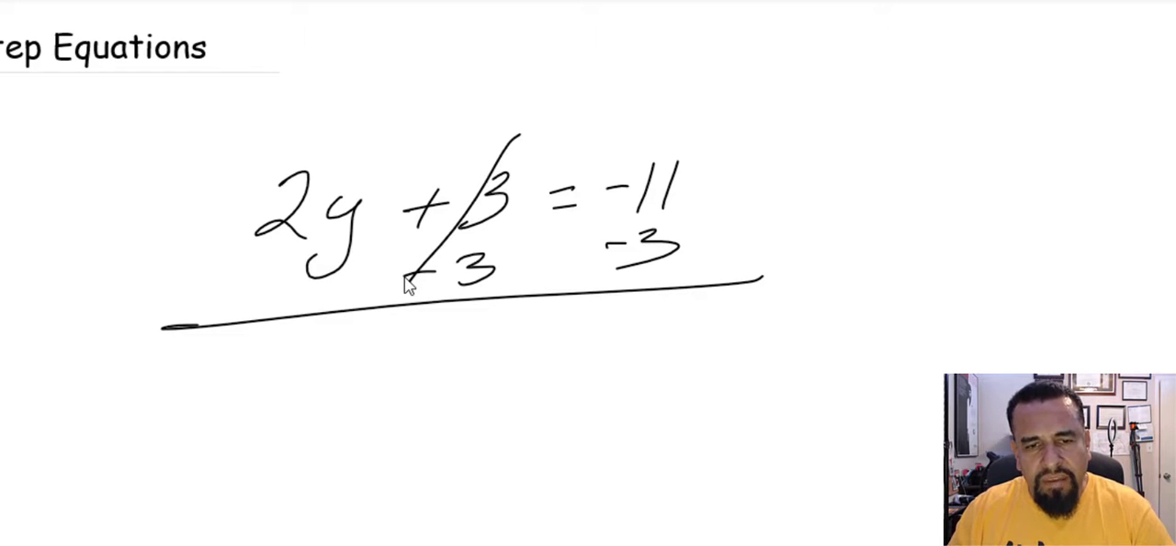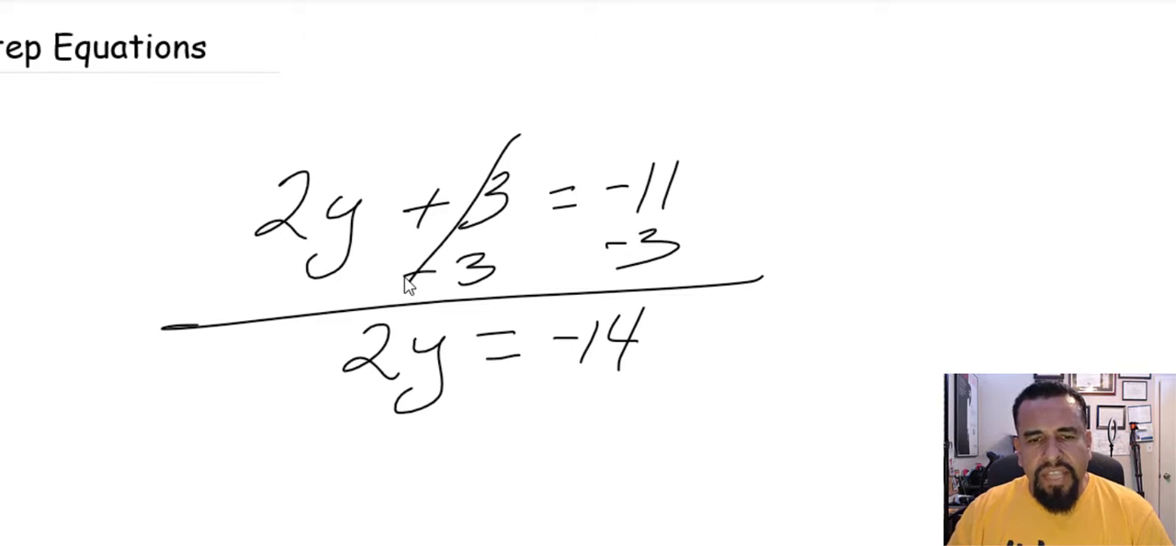Okay, now we have 2y equals, now when you have two negatives like this, go ahead and add them and keep the negative sign. So that's negative 14. And that was my first step, subtracting 3 from both sides.